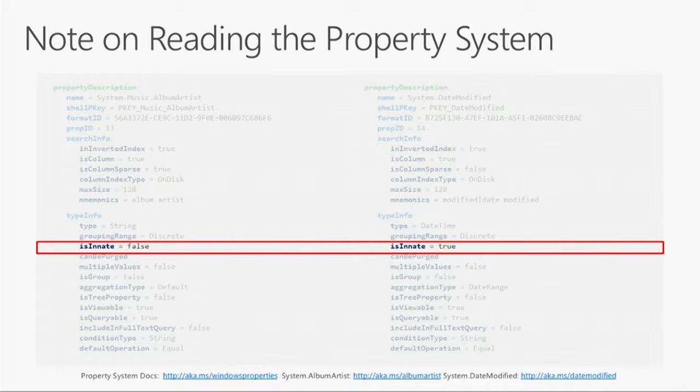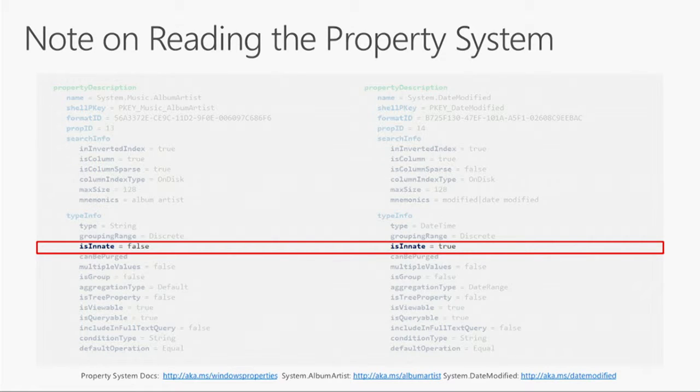System.Music.AlbumArtist has isInnate set equal to false. What does that mean? Well, it means to find out the value for that property, we're going to have to look into a file, or we're going to have to look into the property bag as the system to figure it out. For System.DateModified, the system thinks, no, I don't need to look inside of an MP3 file to find out the date modified. I can just ask the NTFS file system. It will tell me. Which is great.